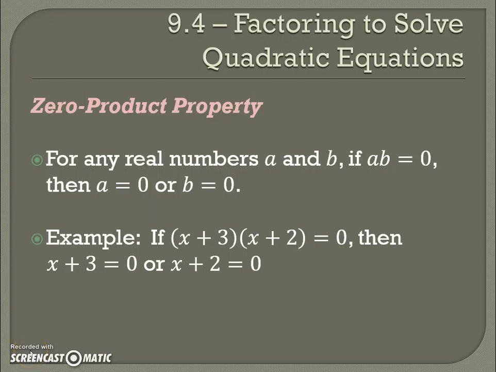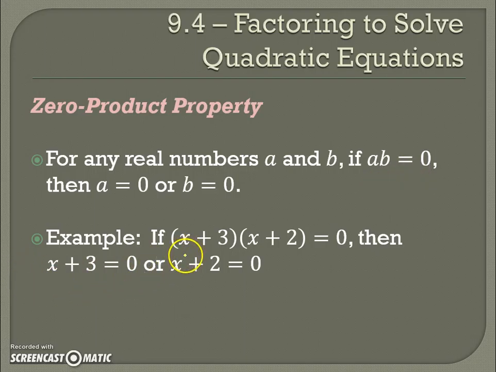Hey guys, we're going to continue Chapter 9, Section 4 here, where we're looking at factoring to solve quadratic equations. You want to pause and copy this down, the zero product property. It says for any real numbers a and b, if a times b equals 0, then either a equals 0 or b equals 0, but they both could be 0. It doesn't matter what b is. If a is 0, then the product's 0.